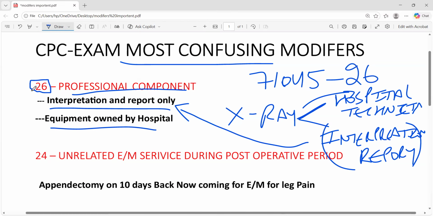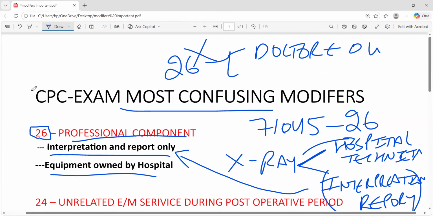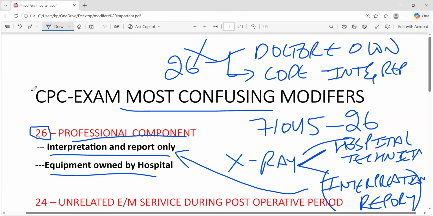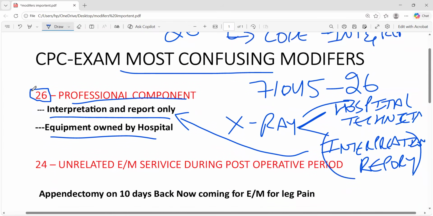When should we not give it? If the equipment is owned by the doctor, we do not give modifier 26. Likewise, if the CPT code description already includes interpretation and report, don't give modifier 26. We give it when the equipment is owned by the hospital and the doctor performs interpretation and report only. In this case, we can give the modifier 26.